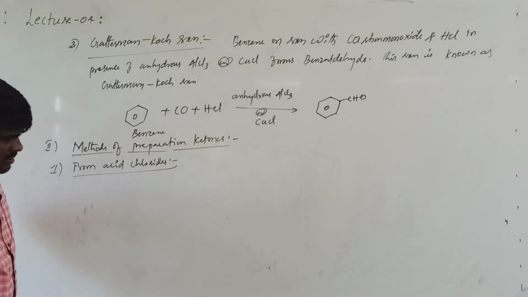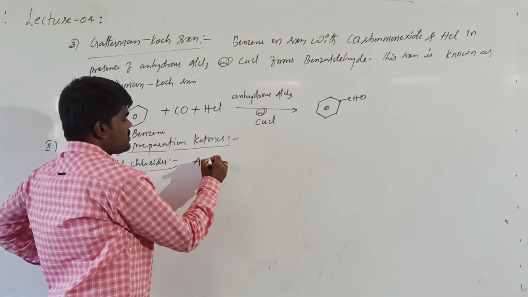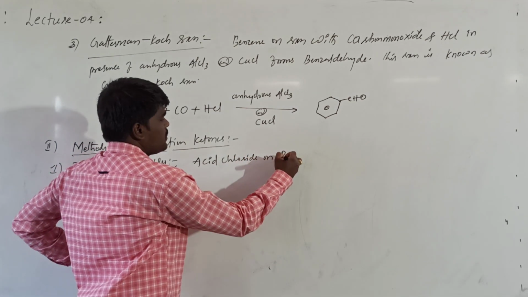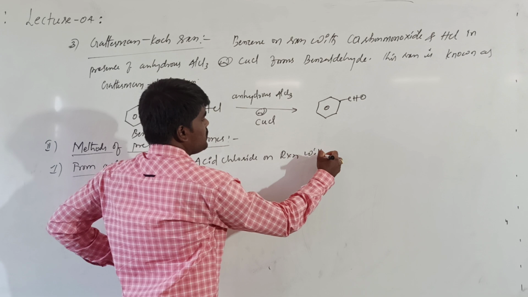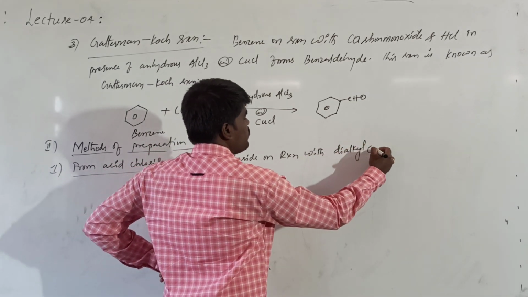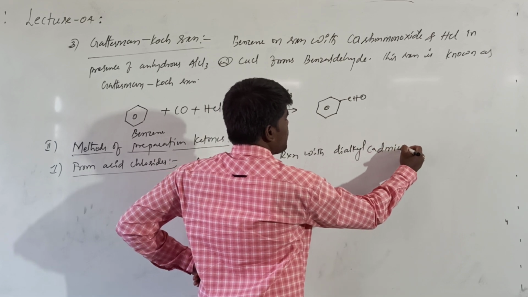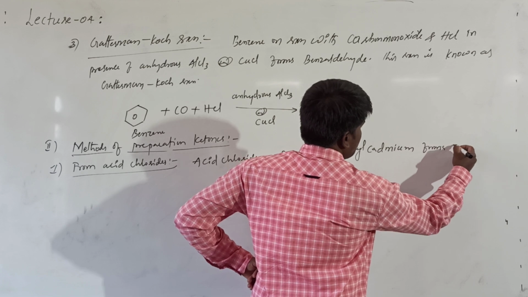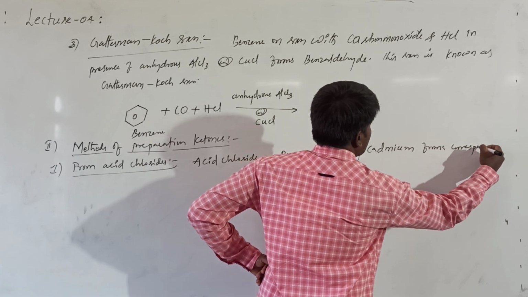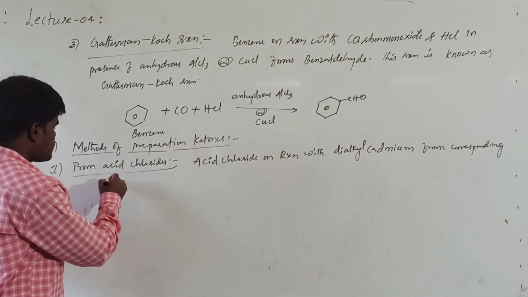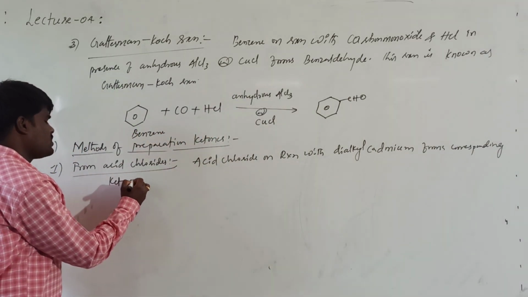Here what happens? Acid chlorides on reaction with dialkyl cadmium. What is the reagent we are using? Dialkyl cadmium forms corresponding ketones. What does it form? Corresponding ketones it will form.